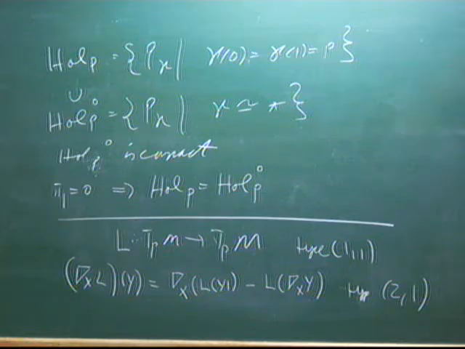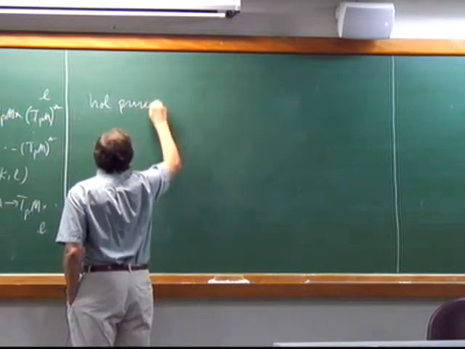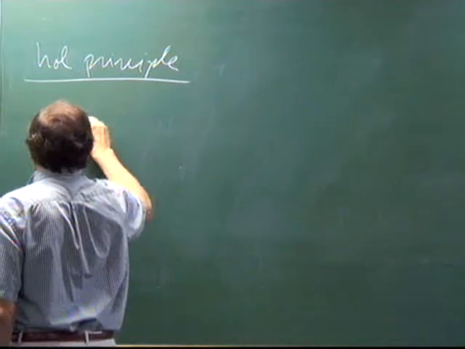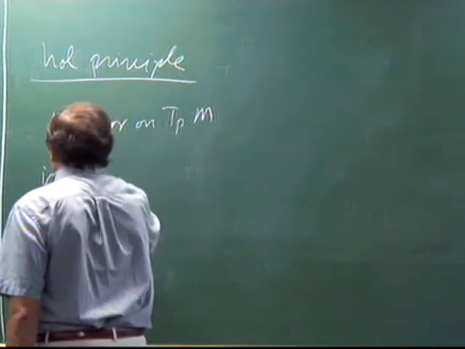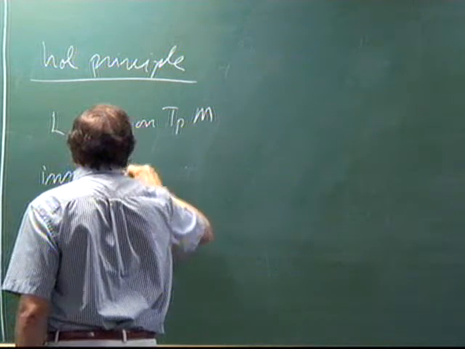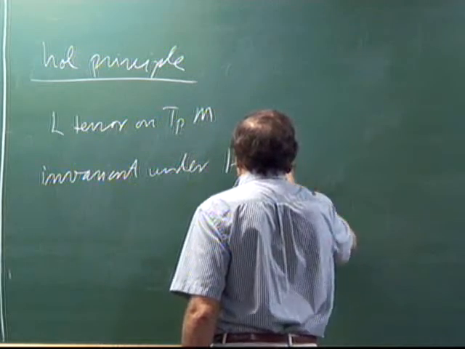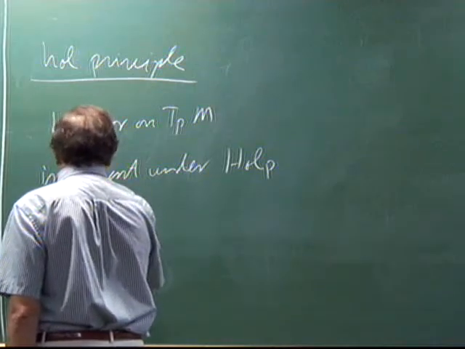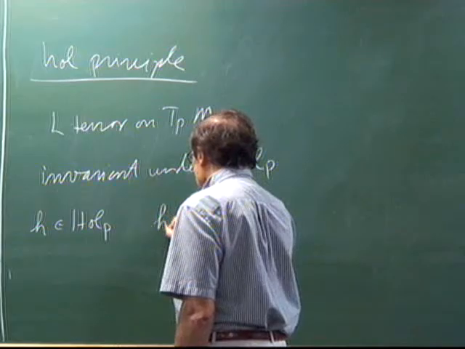And now the whole holonomy principle is that if L is a tensor on T_PM invariant under Hol_P, what does that mean? If, say, H is an element of the holonomy group, that's a linear map from the tangent space to the tangent space.